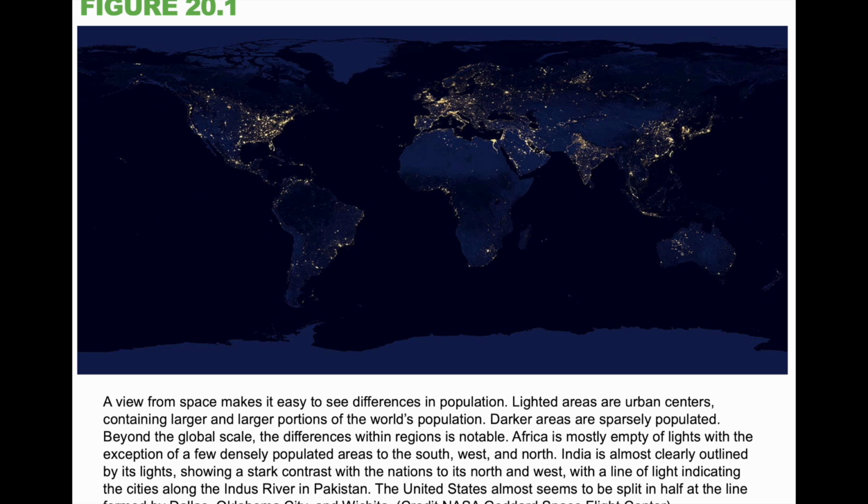Africa is mostly empty of lights, with the exception of a few densely populated areas to the south, west, and north. India is almost clearly outlined by its lights, showing a stark contrast with the nations to its north and west, with the line of light indicating the cities along the Indus River in Pakistan. The United States almost seems to be split in half at the line formed by Dallas, Oklahoma City, and Wichita.